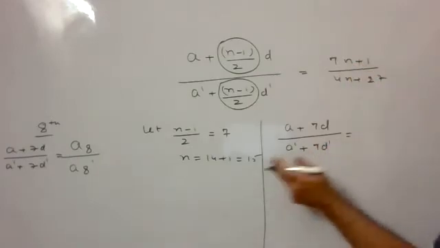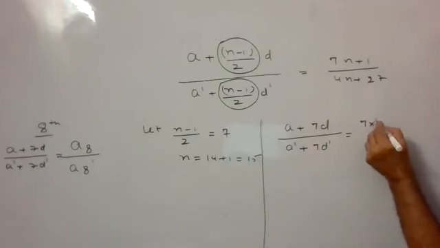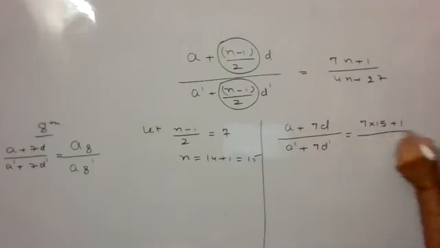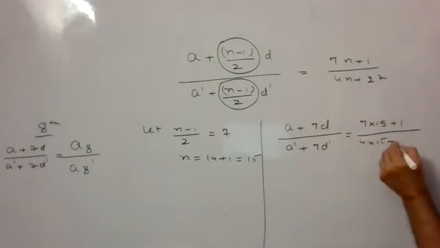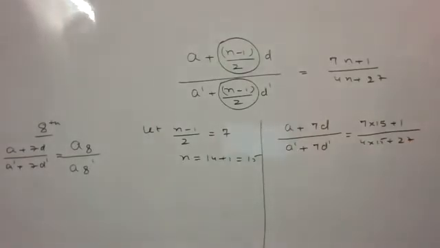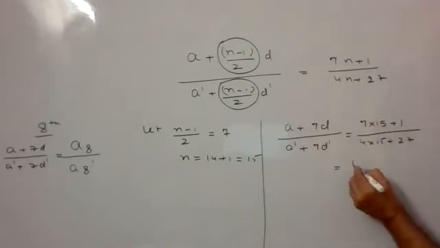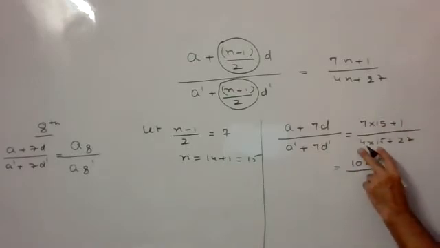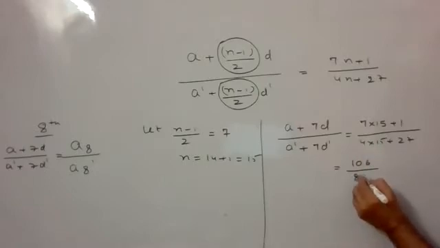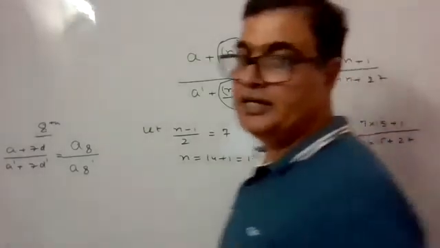What will be n here? We will be putting 15. 7 into 15 plus 1, and 4 into 15 plus 27. 15 sevens are 105, plus 1, so 106. This will be 60, 60 plus 27, 87. So the ratio comes out to be 106 by 87.